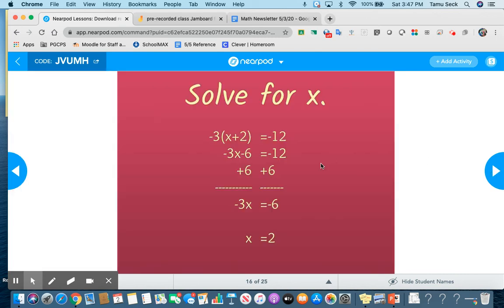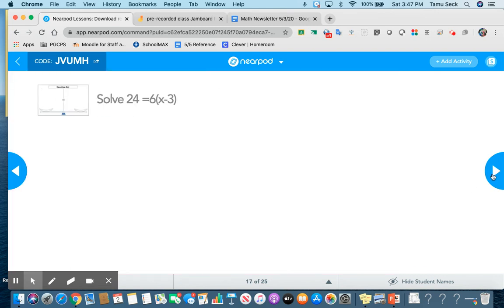Now we have a two-step equation. We're going to get rid of the constant. We don't get rid of the negative 3 first. That's the coefficient. We get rid of the constant that's near the x. So we're going to add 6 to both sides. And then we divide by negative 3 on both sides to get positive 2. I would like you to solve this problem. I'll give you 30 seconds to solve it on your paper.